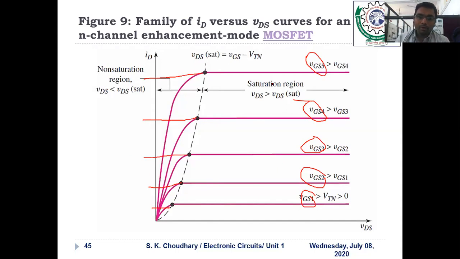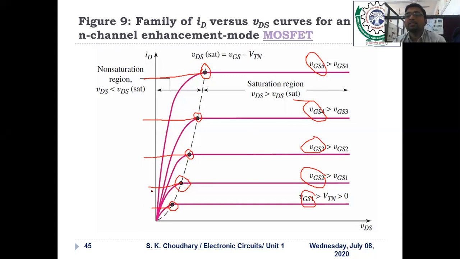Now we also have to define the regions of operation. You can see for every value of VGS, either VGS1, VGS2, VGS3, VGS4, or VGS5, there is some area where your ID is linearly increasing, and it increases until the saturation point. So this is the saturation point for each value of VGS. For VGS5, this is the saturation point. For VGS4 it is the saturation point, like this.